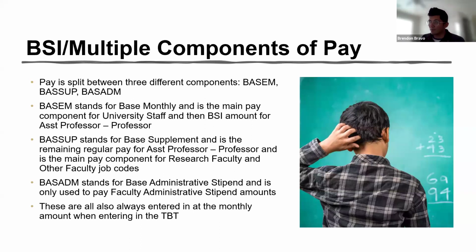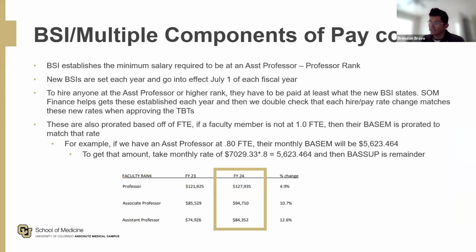To go off of more with what BSI is, our next slide is going to touch on that. BSI establishes the minimum salary required to be at an assistant professor or higher rank. New BSIs are set each fiscal year and go into effect July 1st. Usually to hire anyone at the assistant professor or higher rank, they need to be paid at least what the new BSI states. SOM Finance helps get these established each year, and then we double check that each higher pay rate change matches these new rates when approving the TBTs.